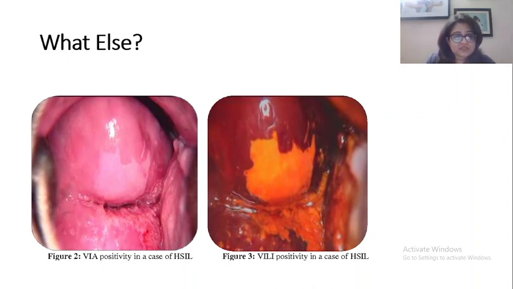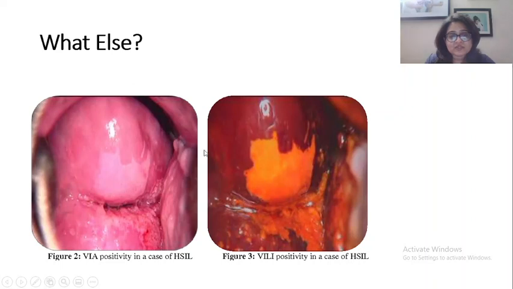You can do visual inspection with acetic acid, and abnormal areas will appear aceto white because of denaturation of protein in abnormal cells. So this is the aceto-white area you can see here on the anterior part of the cervix. We can also do VILI. What is VILI? VILI is visual inspection with Lugol's iodine. So you can see abnormal areas will appear this mustard yellow color. The normal areas will appear brown.